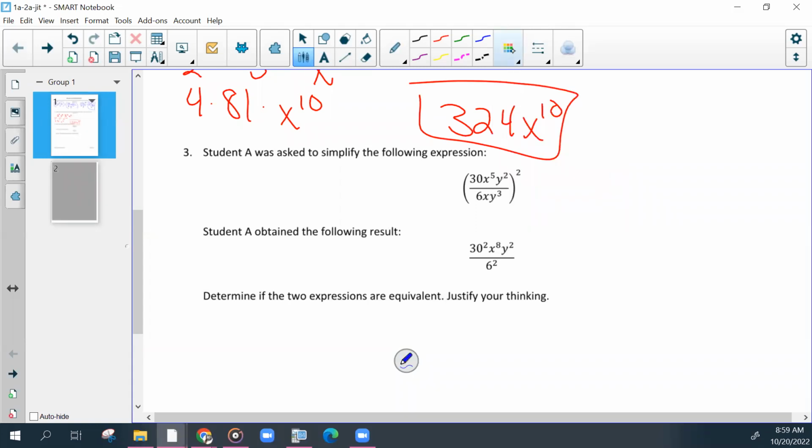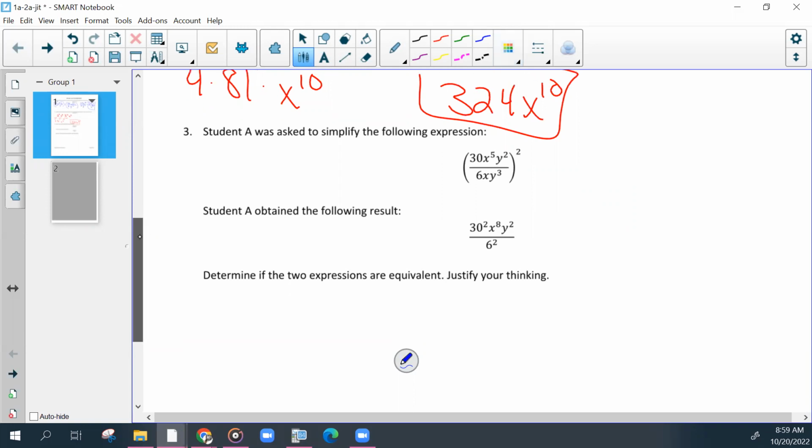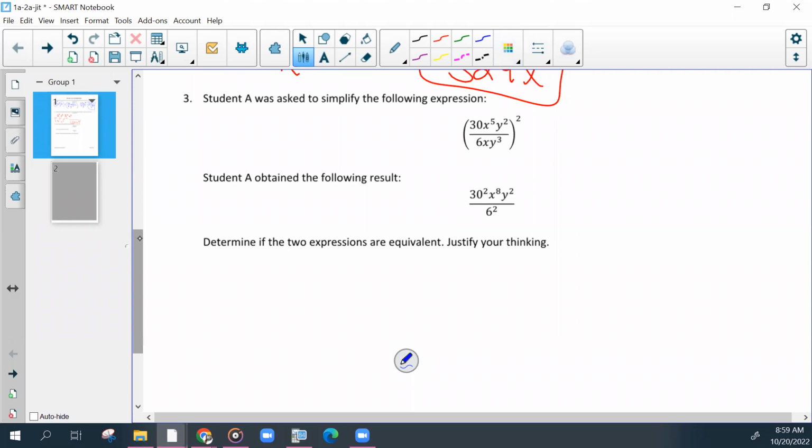For the last one, this student simplified to get this result. We have to see if they're equivalent or the same. We're going to also simplify it and see if we get the same thing. So from this, we have things inside the parentheses that we can simplify. Divide 30 and 6.